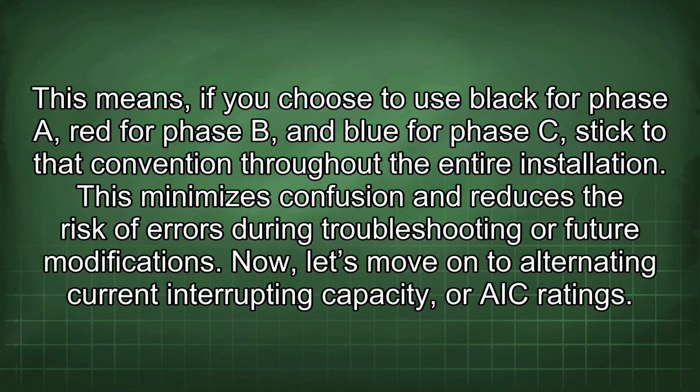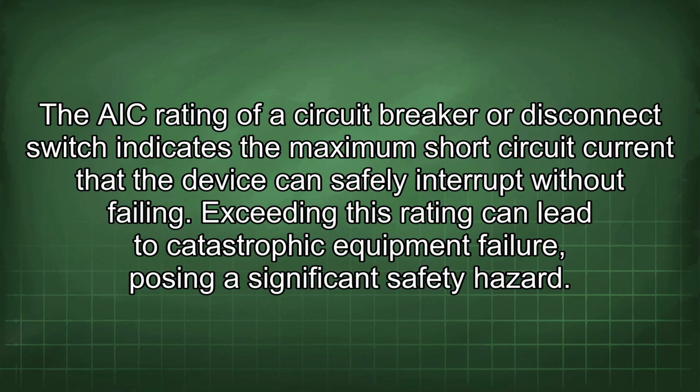Now, let's move on to alternating current interrupting capacity, or AIC ratings. The AIC rating of a circuit breaker or disconnect switch indicates the maximum short circuit current that the device can safely interrupt without failing. Exceeding this rating can lead to catastrophic equipment failure, posing a significant safety hazard.